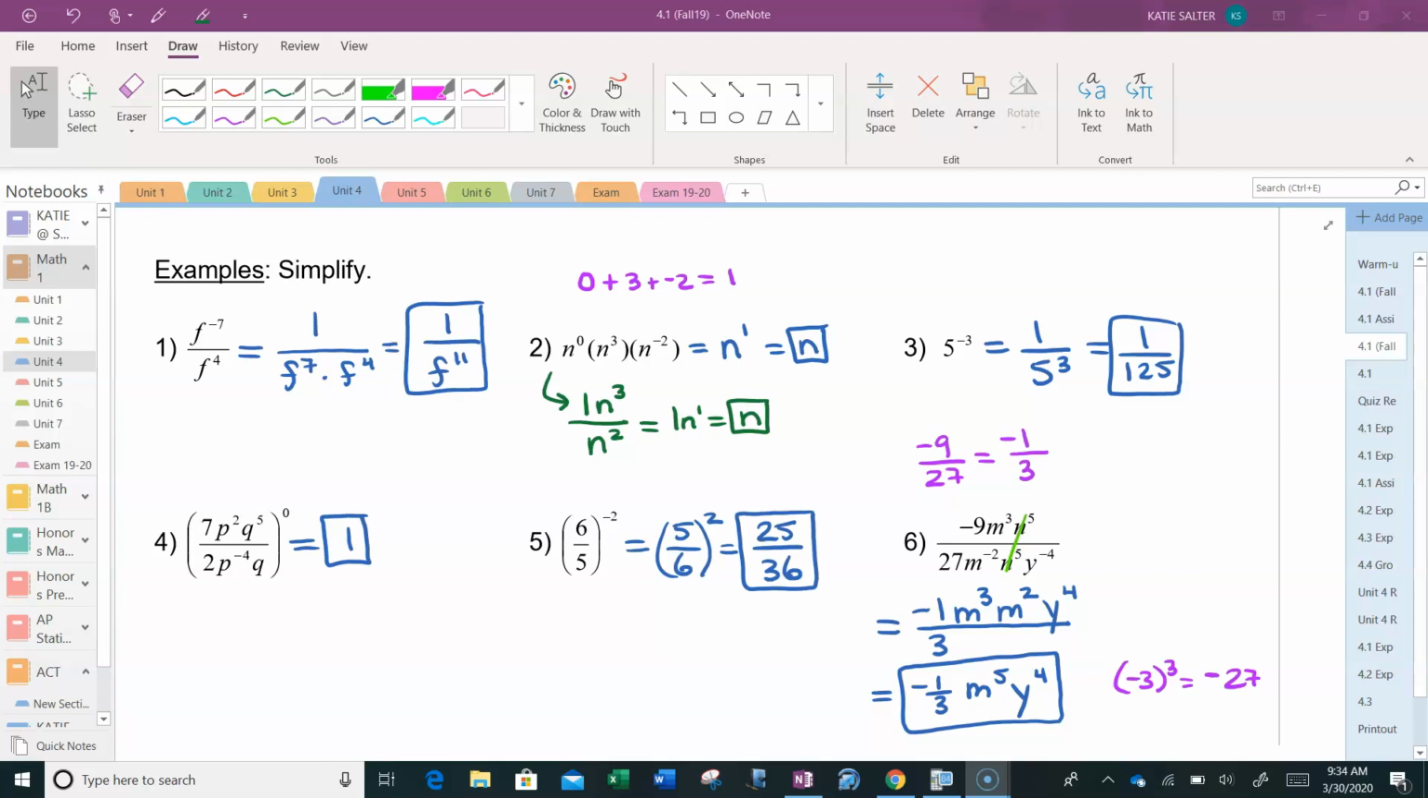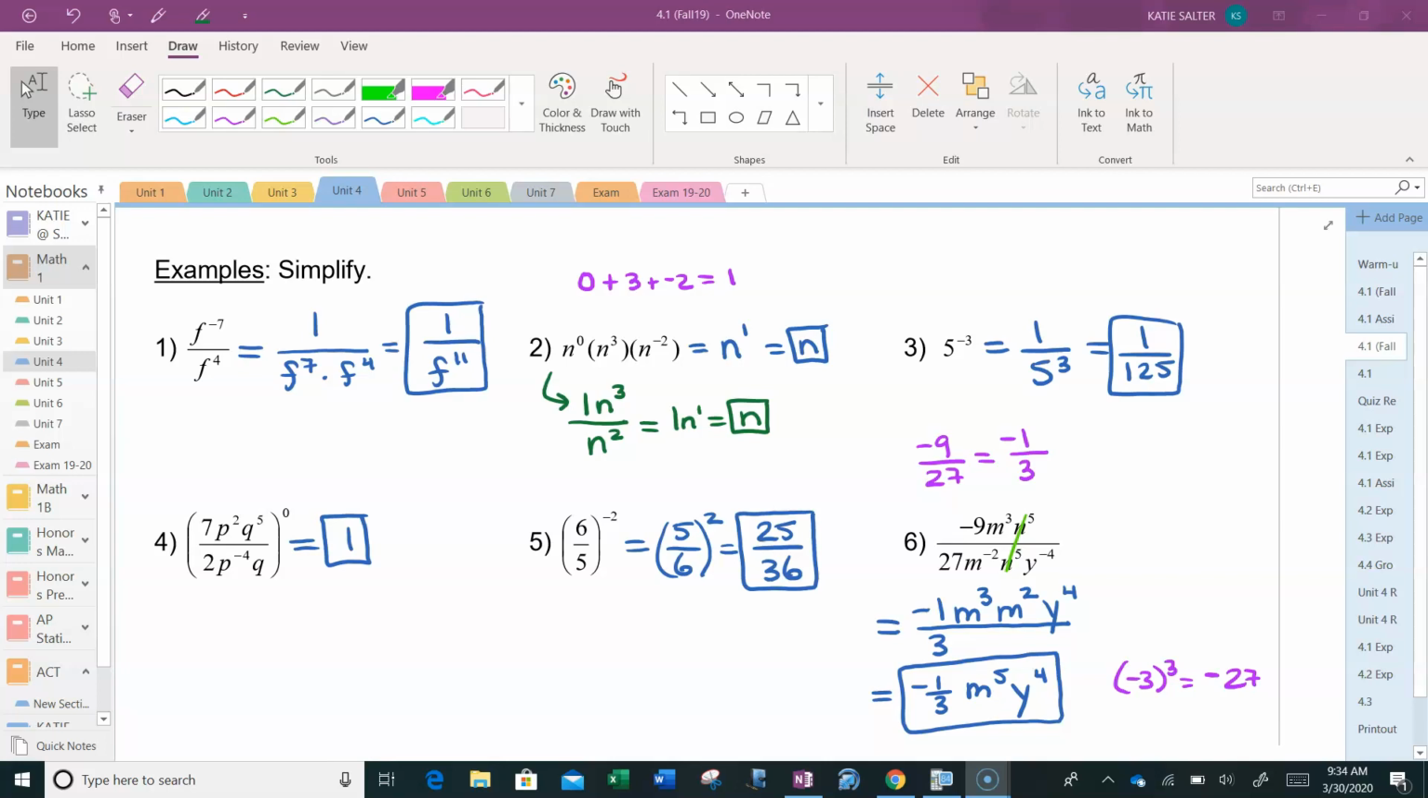Or you could have worked through each part. N to the 0 is 1. Then we have n cubed. N to the -2, because it's raised to a negative exponent, needs to move downstairs, become n to the +2. And then we're dividing like bases, so we subtract those exponents. 3 take away 2 is 1. So 1 n to the 1st is just n. You can see either way you're going to get the same answer.